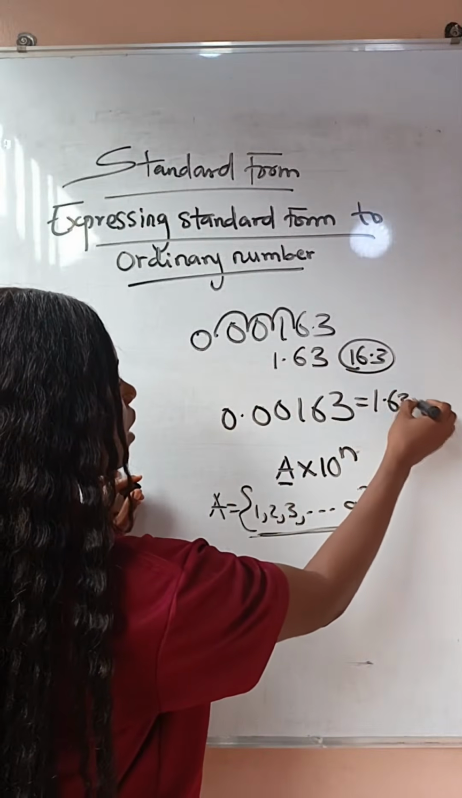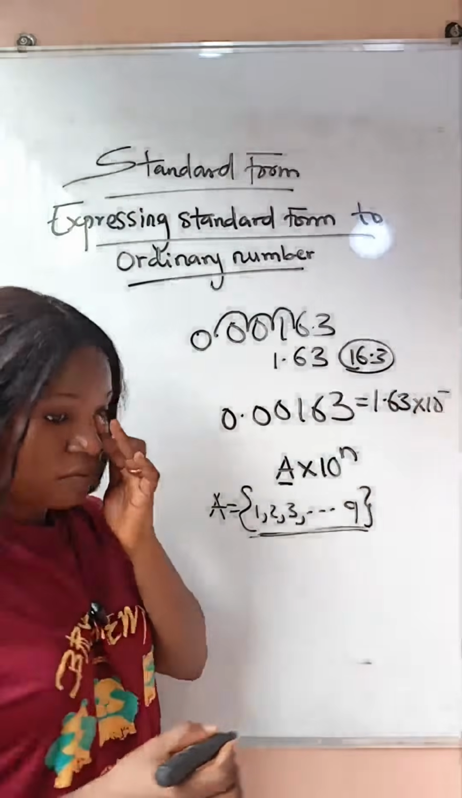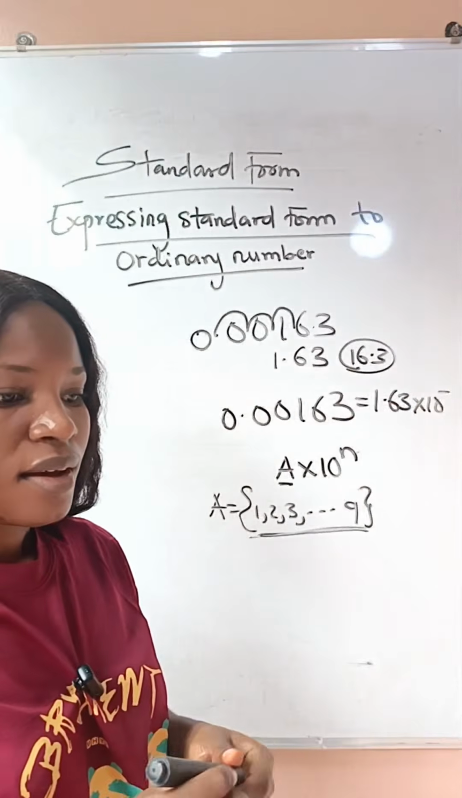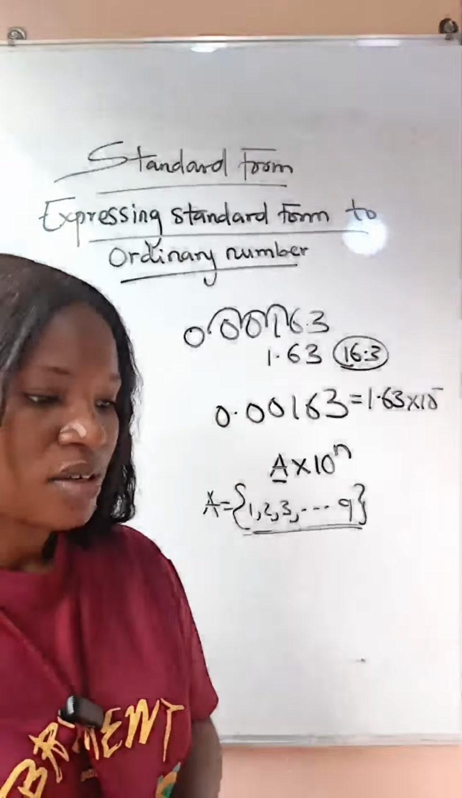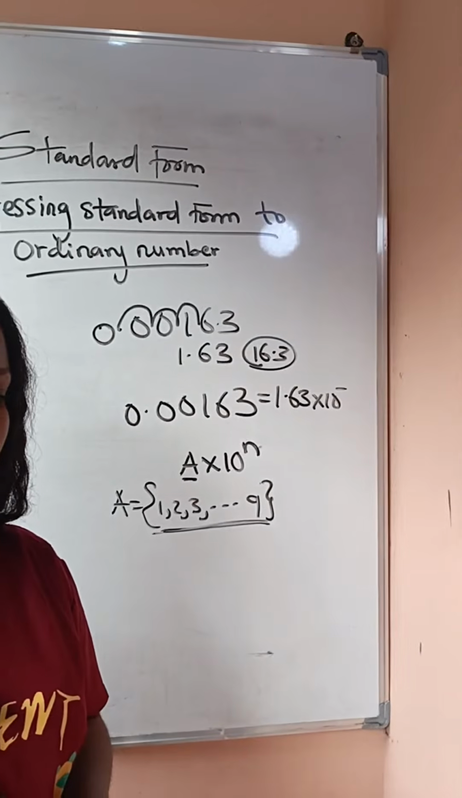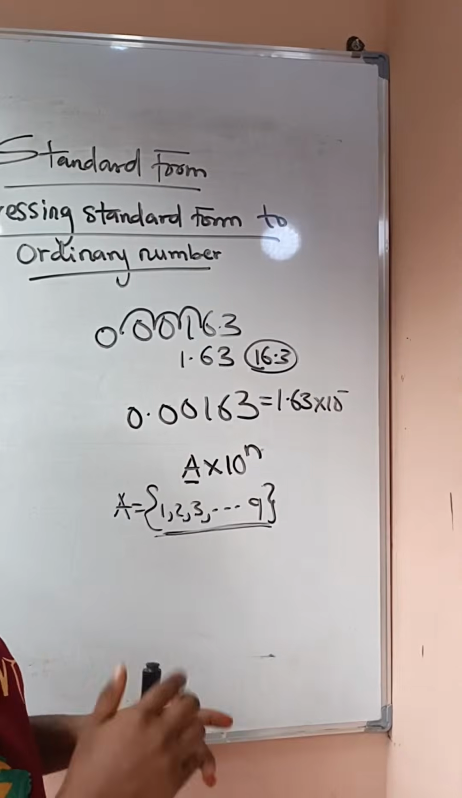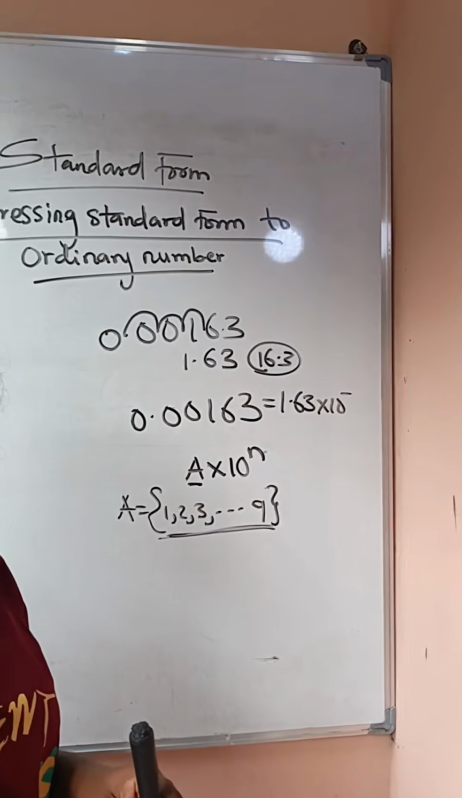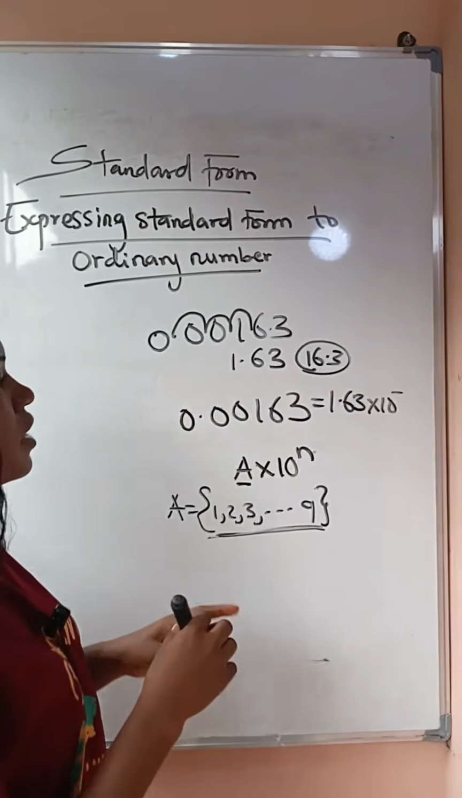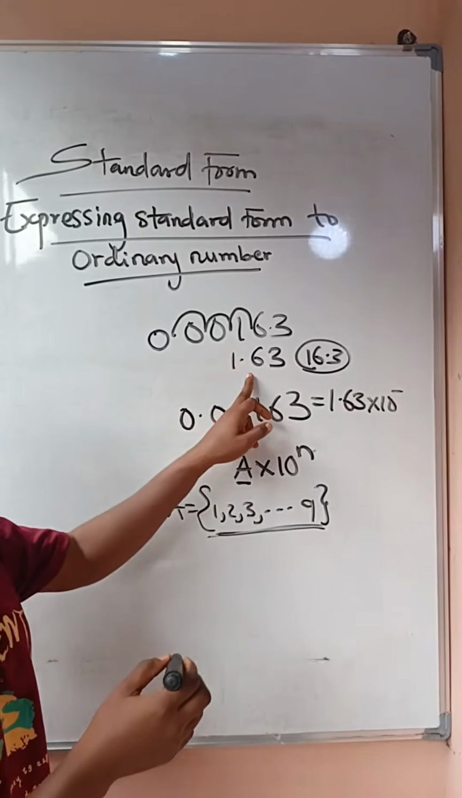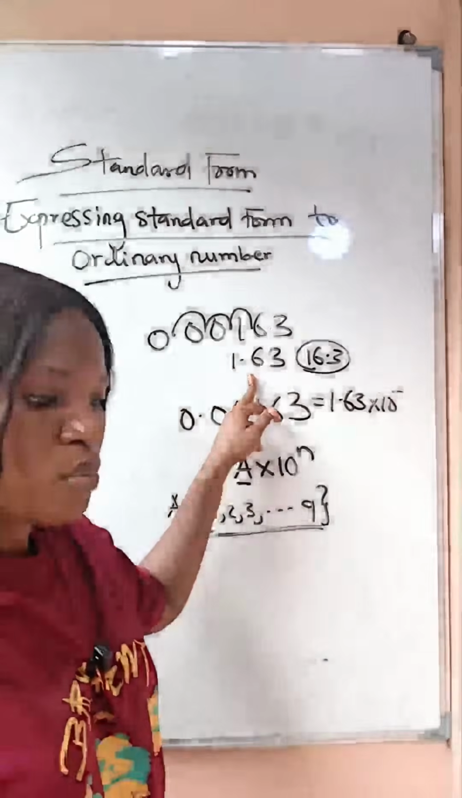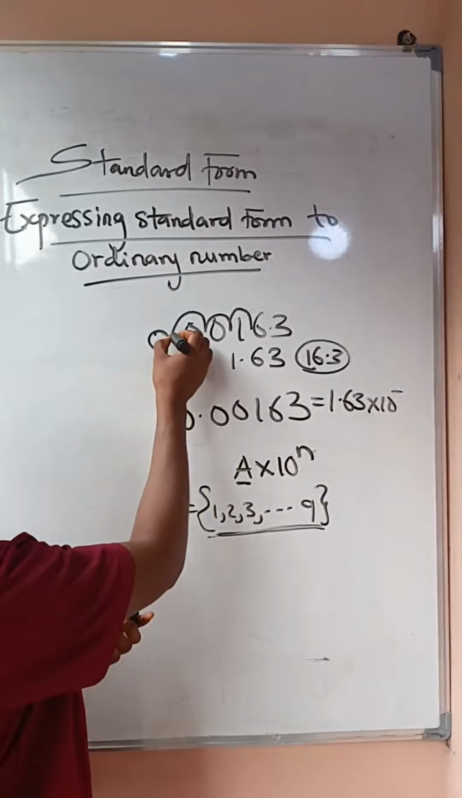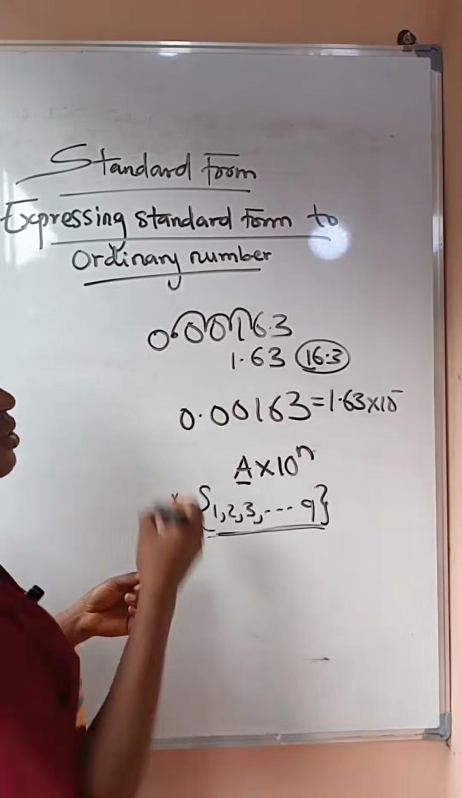1.63. Now you are asking why it is negative 3, right? Oh, you cannot see that clearly. Now let me check. Okay, so you are now asking why it is negative 3. It is negative 3 because to get to 1.63, we transferred this decimal point to that place 3 times.